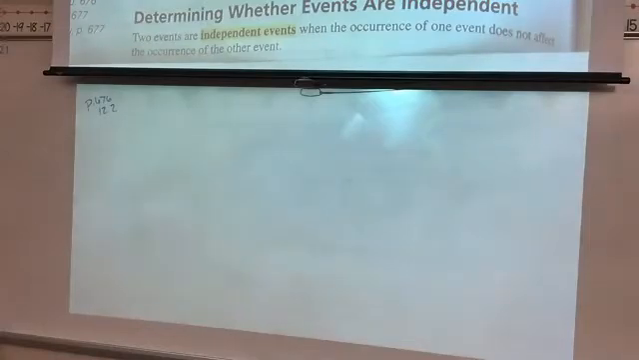We'll talk about dependent in a little bit. Dependent is different. It will change depending on what happens the first time around. We're going to concentrate on independent here.